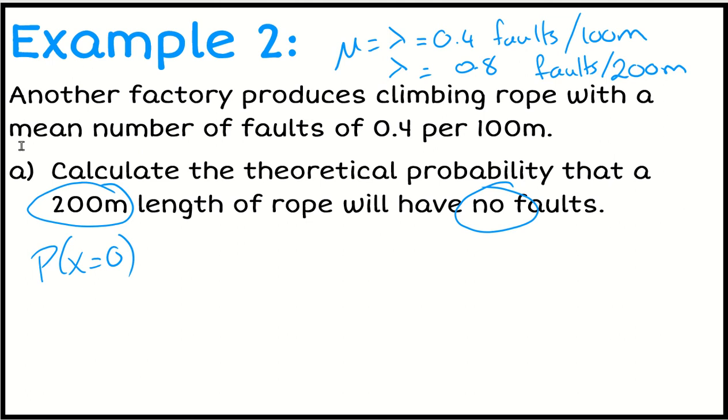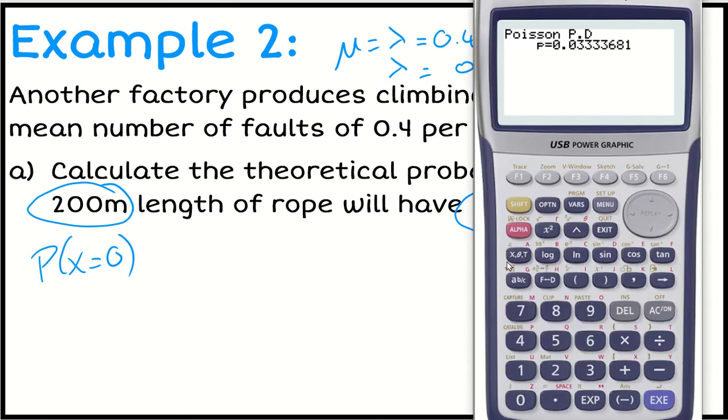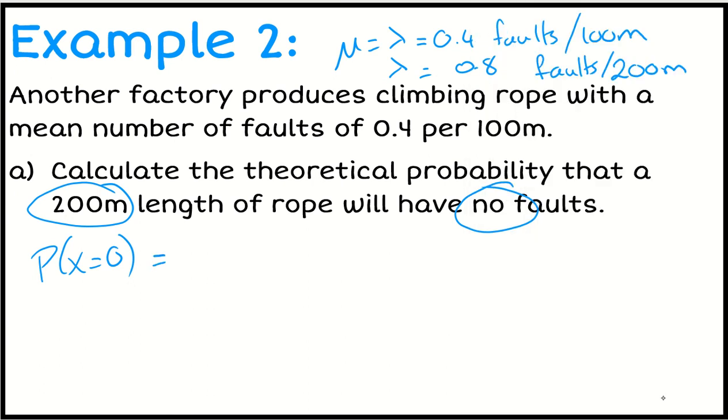Now I'm going to go and calculate that probability. So I want the probability of 0 faults with a rate of 0.8 per 200 metres, and that gives a probability of 0.4493 to 4 decimal places.